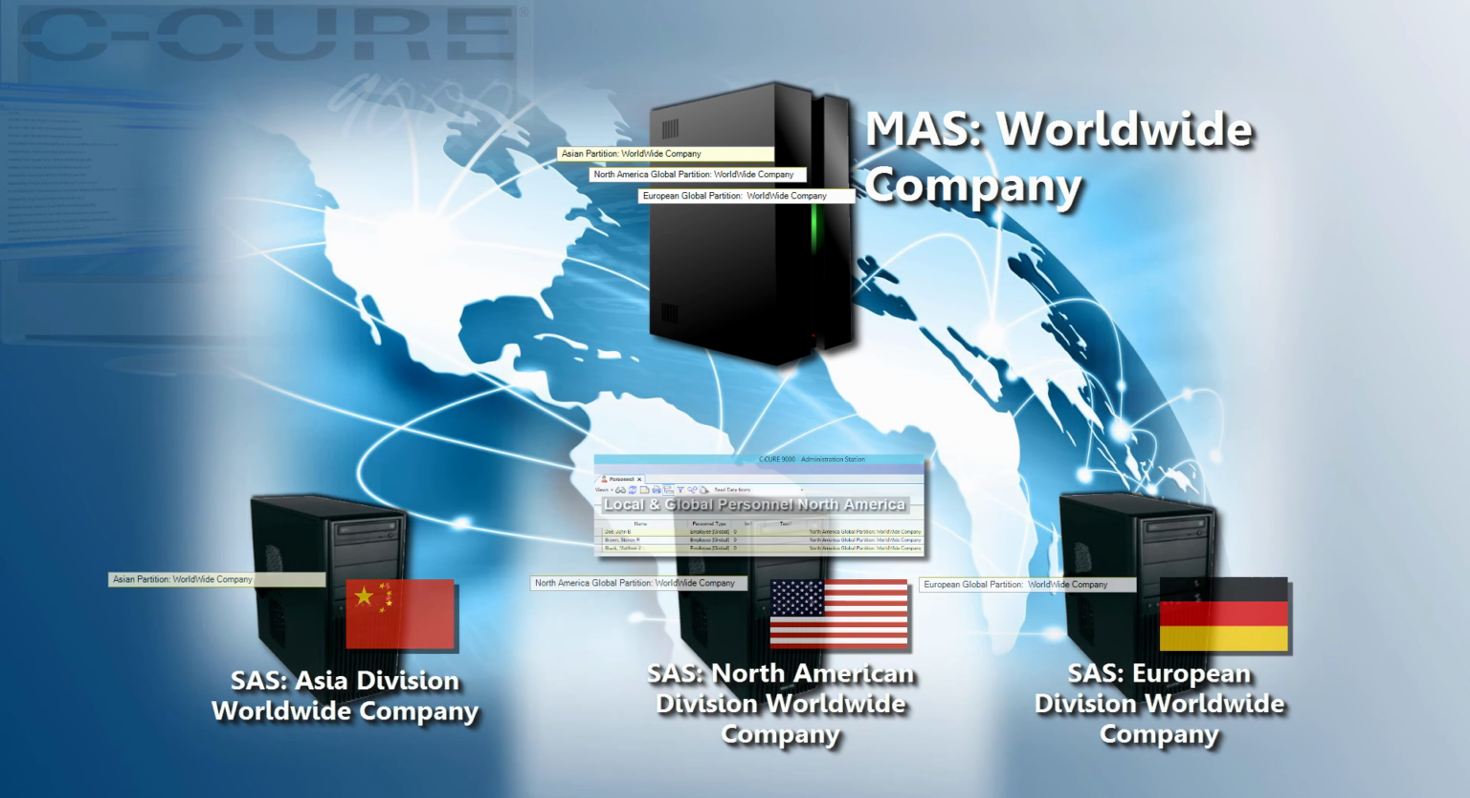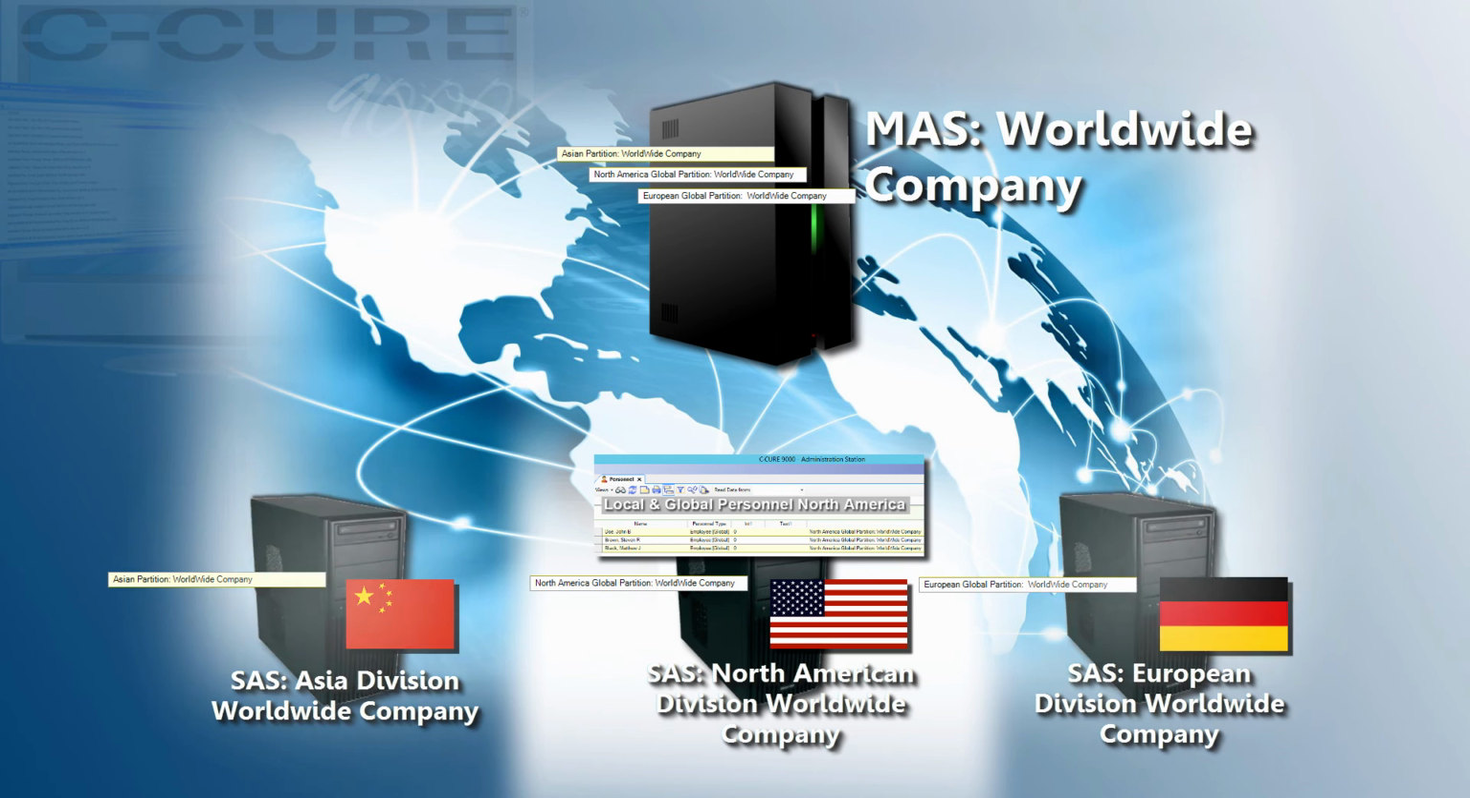For example, an operator on the North American SAS can be given privileges to manage only global personnel who reside on the North American global partition. In this scenario, they will not be given privileges to see or manage global personnel on the Asian or European global partitions. As the operator makes changes to the North American global partition, the changes are synchronized to the enterprise.